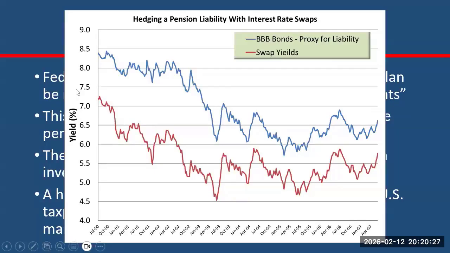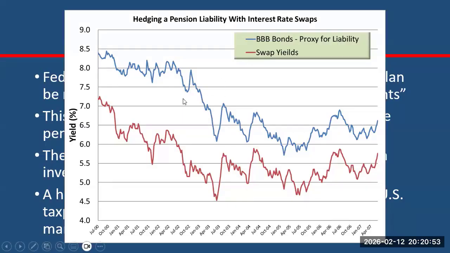So the blue line is the discount rate for our pension plan. When the blue line falls, the liability shoots up. When the blue line rises, the liability falls. We hedge it with the interest rate swap. The interest rate swap, I got a typo up there for some reason. The interest rate swap, same thing. When interest rates fall, the swap is up. When interest rates rise, the swap is down.